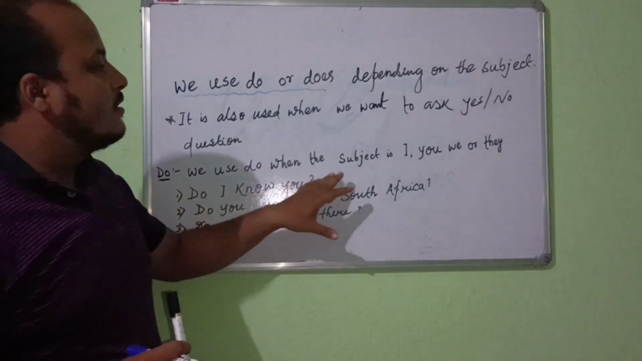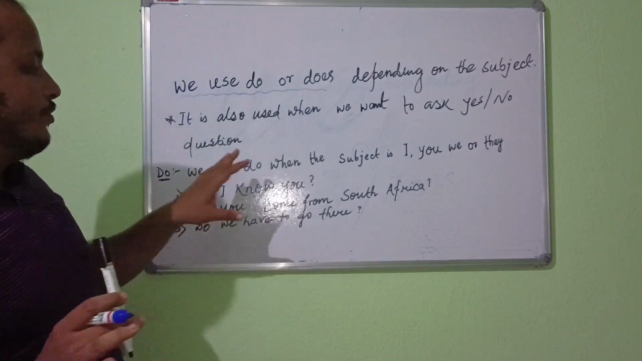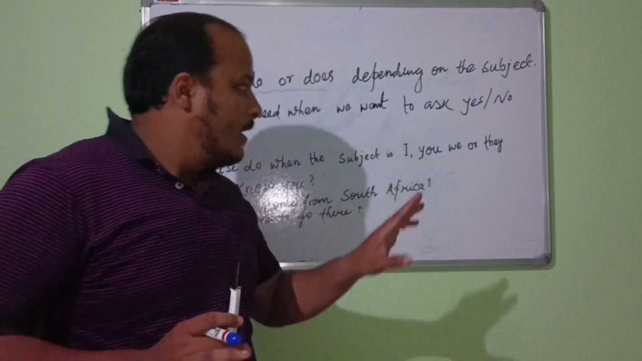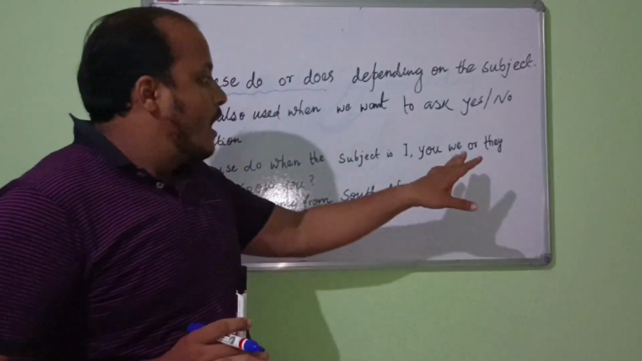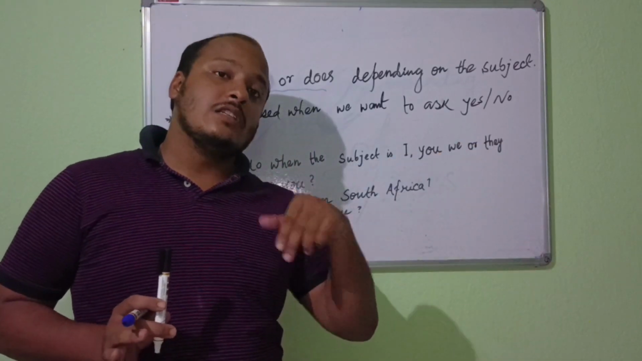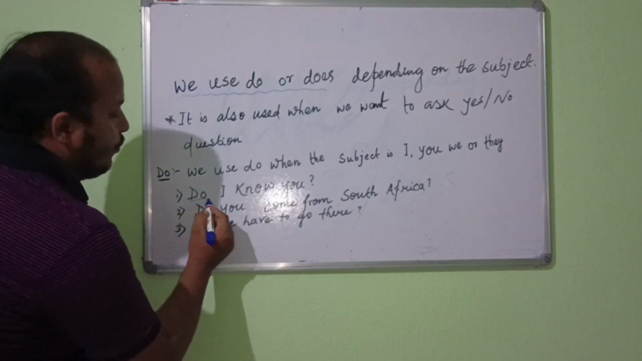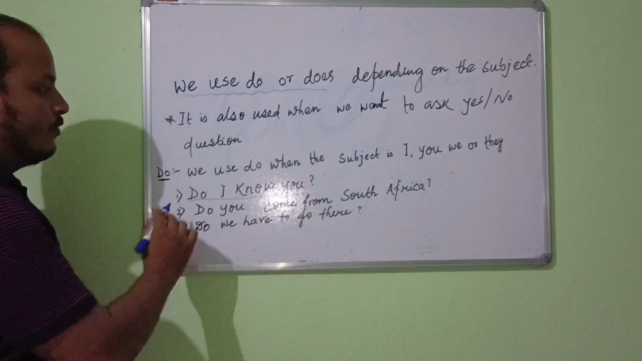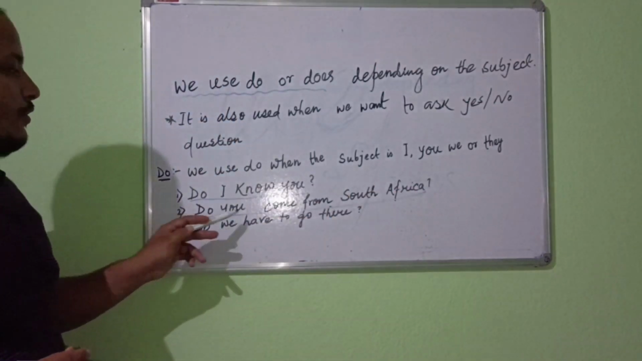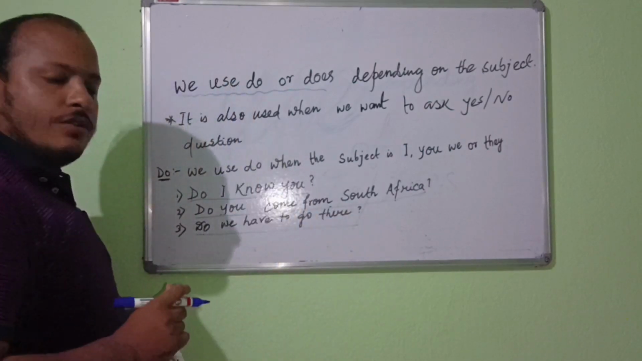We use do when the subject is I, you, we or they. That means we use do when the subject is I, that is first person, you, that is second person, we, first person plural number, or they, the third person plural number. Here are the examples. Do I know you? Do you come from South Africa? Do we have to go there?